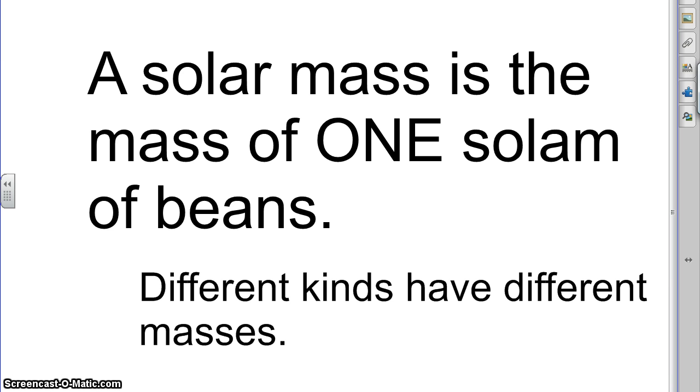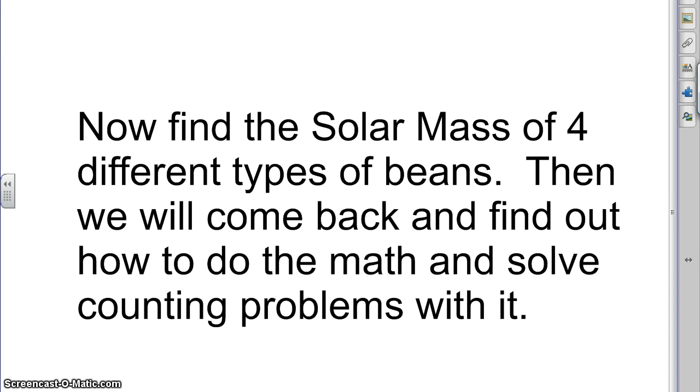And so that's what we're going to do next. Your next task is to find the solar mass of 4 different kinds of beans, and we're going to record those on a chart. Then we'll come back and we'll find out how to do math and solve problems counting with those beans, with the Solams.